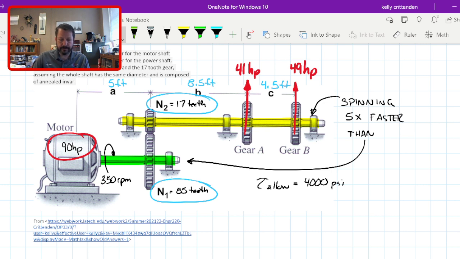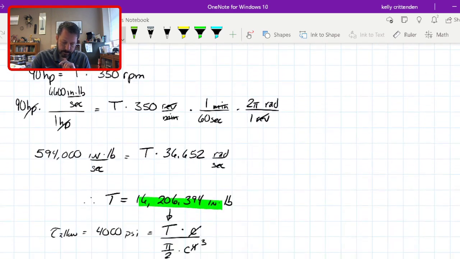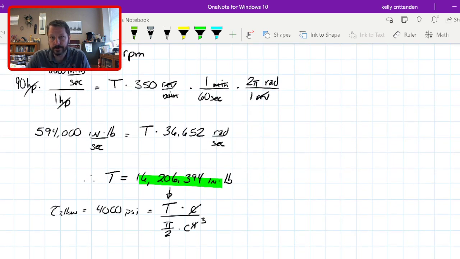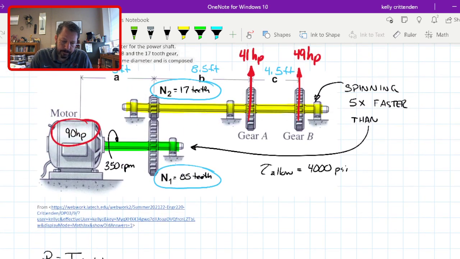So the 85 tooth gear is 5 inches diameter, and the other one is 1 inch diameter, and divide those. So one of those three ways, you'll have the ratio between the driving gear and the driven gear. And in this case, it's 5 to 1. And we already calculated the torque in the green shaft being that highlighted number there, 16,206.394 inch-pounds. And we already mentioned that the yellow shaft is spinning 5 times faster.